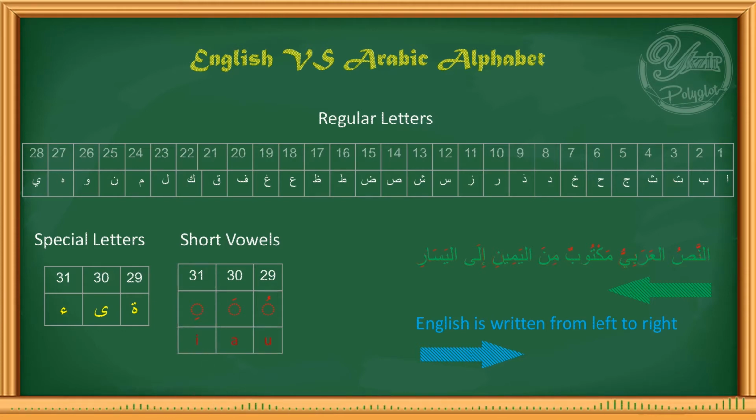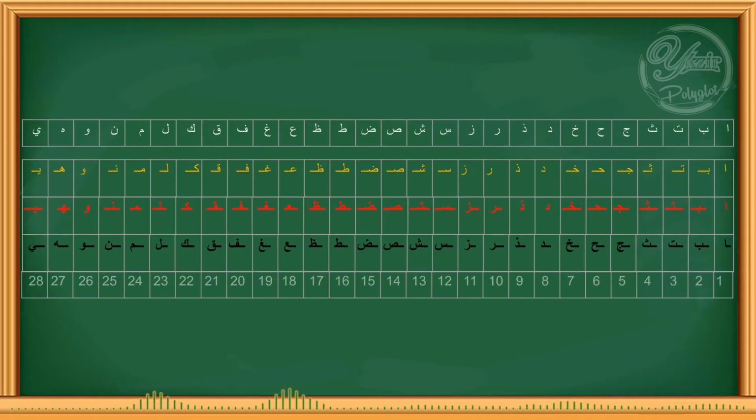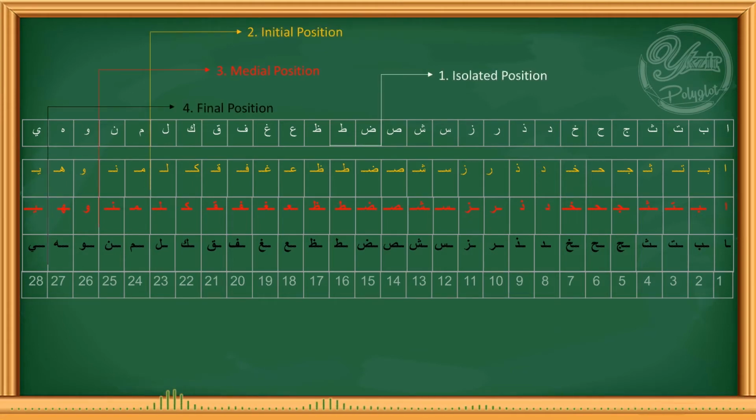Probably the most difficult aspect of the Arabic alphabet is that it is always cursive and letters vary in shape depending on their position within a word. Letters can exhibit up to 4 distinct forms, corresponding to an isolated, initial, medial, and final position.